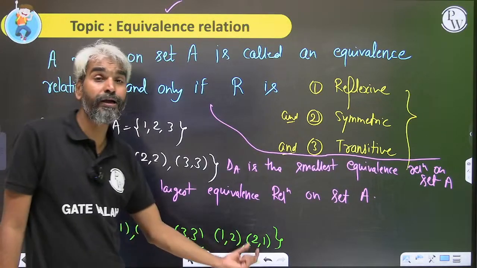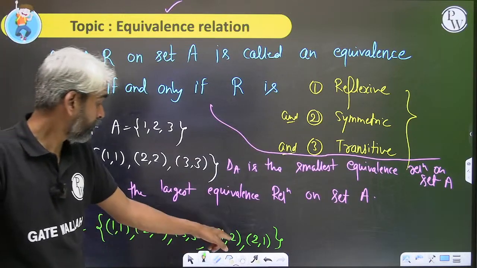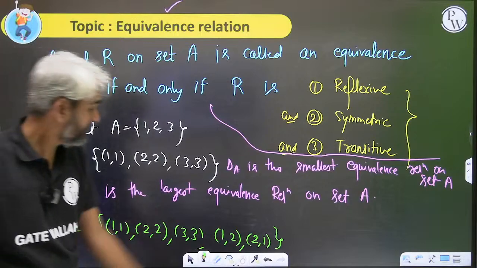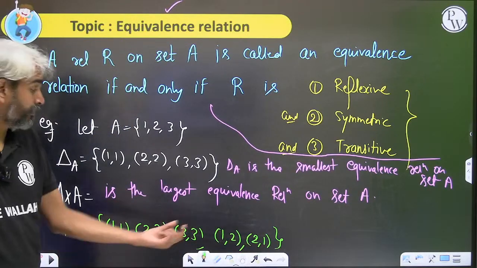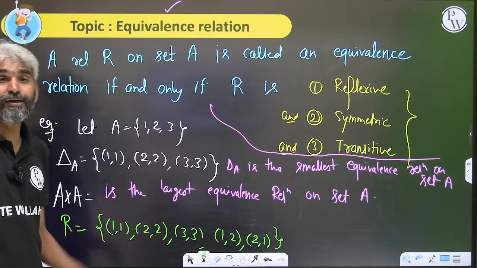Now let's look at non-diagonal ordered pairs. 1 2 and 2 2 will force you to add 1 2, which is already there. 1 2 and 2 1 will force you to add 1 1. Nothing else starts from 2. 2 1 and 1 1 will force you to add 2 1, so it's already there. 2 1 and 1 2 will force you to add 2 comma 2.